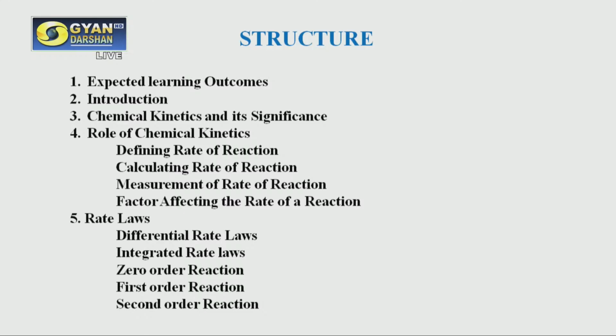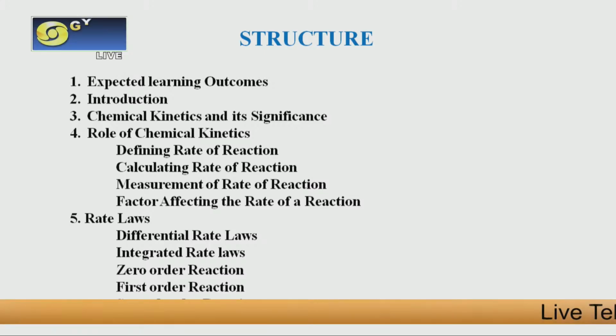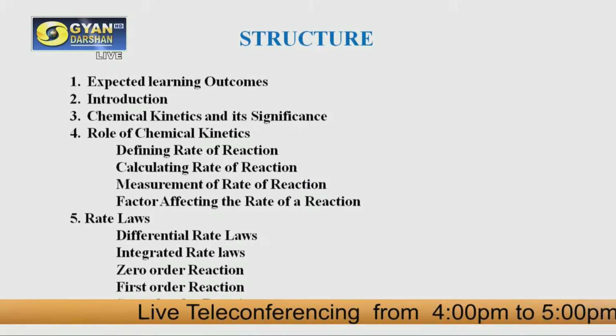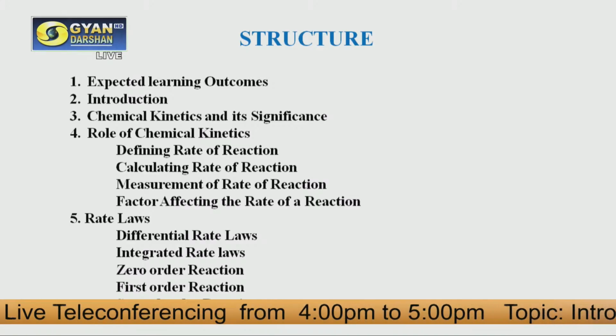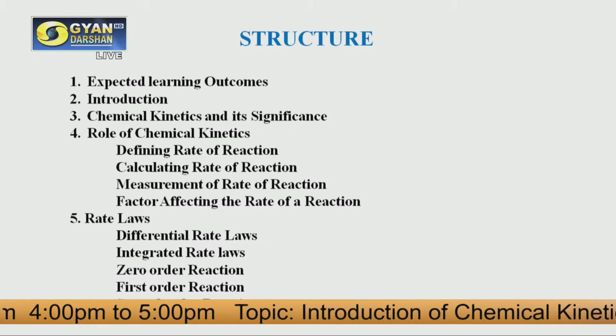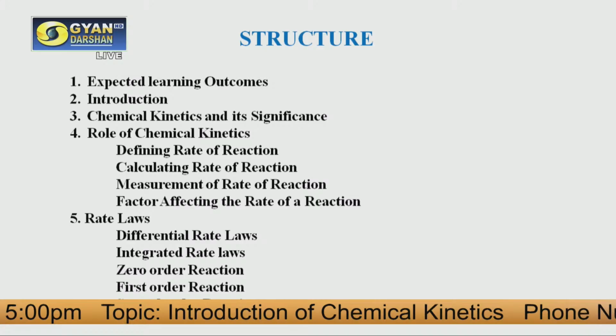This is the structure of today's lecture. First, we will talk about the expected learning outcomes, meaning what we learn from this lecture. After that, we will talk about the introduction: what chemical kinetics is, what its significance is, how we can define the rate, and what the importance of rate is in chemical kinetics or reaction kinetics. And next we will define the role of chemical kinetics.